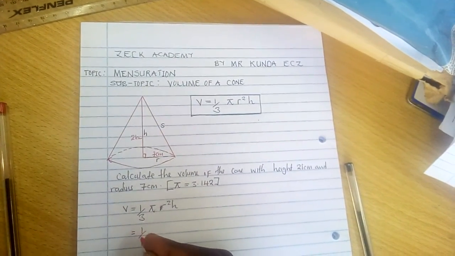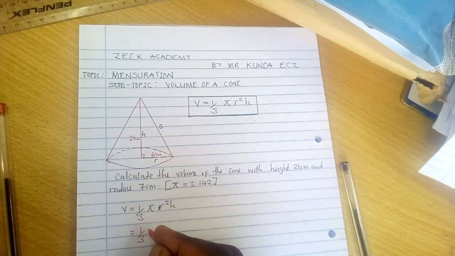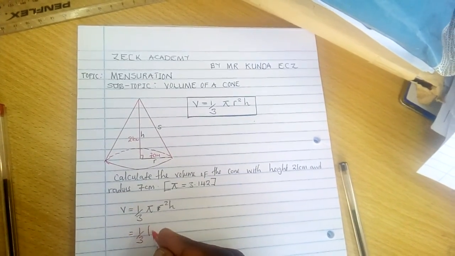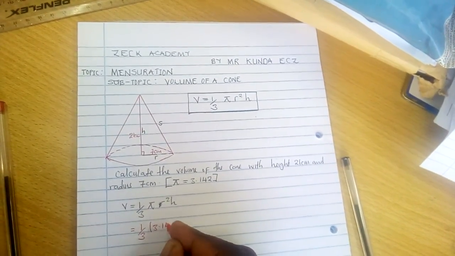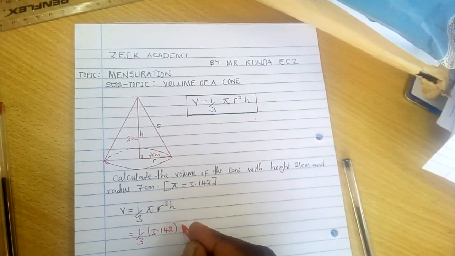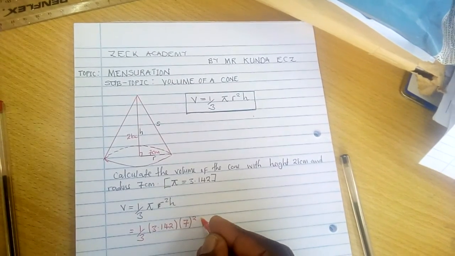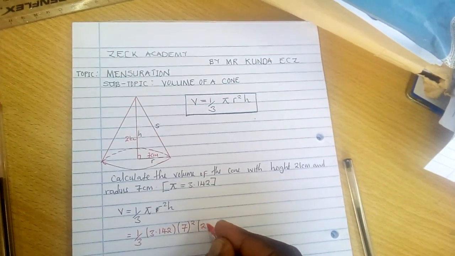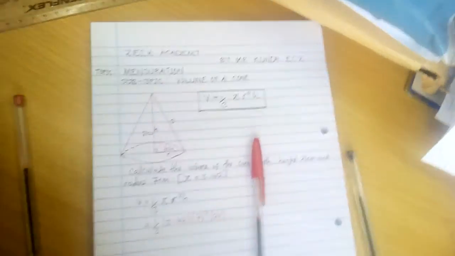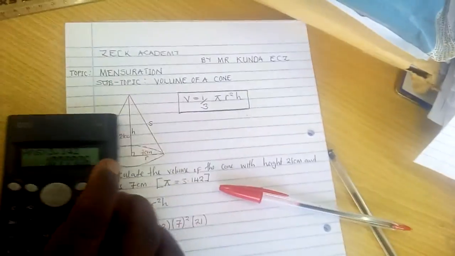We say 1 over 3 multiplied by the pi we have been given, which is 3.142, and the radius we have been given, which is 7 squared, and height is 21. So if that is the case, we can use our calculator to determine the value.